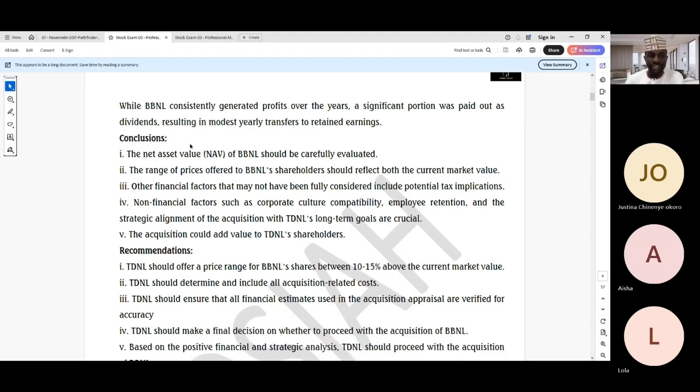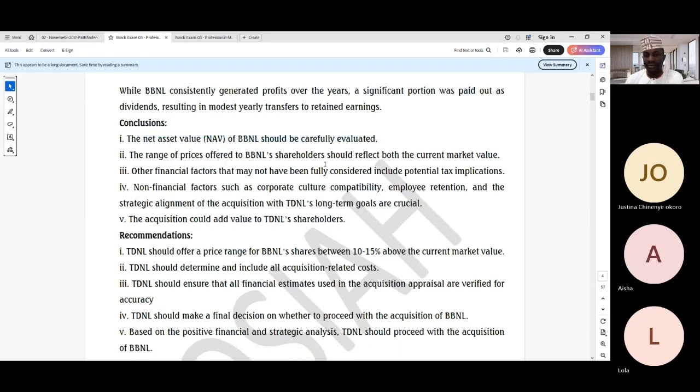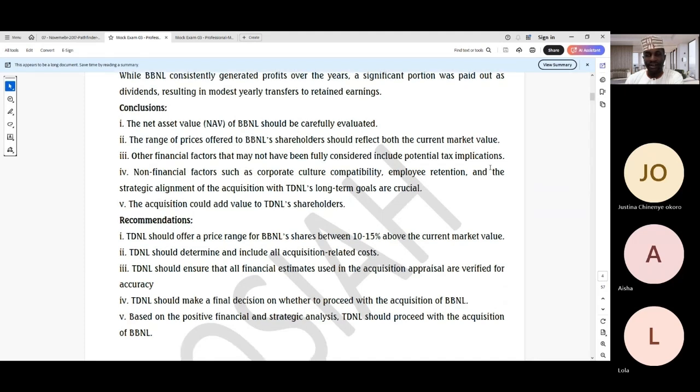Then in concluding, we said the net asset value of BBNL should be carefully evaluated. 1 line. The range of prices offered to BBNL should reflect both the current market value. Another line. Other financial factors, non-financial factors, acquisition could add value. We are concluding on that. Maximum is 4, but we gave 5 so that you know you have options when you are reading.